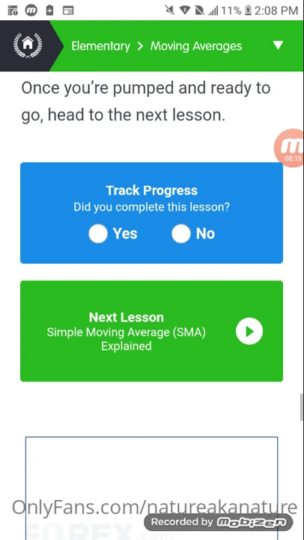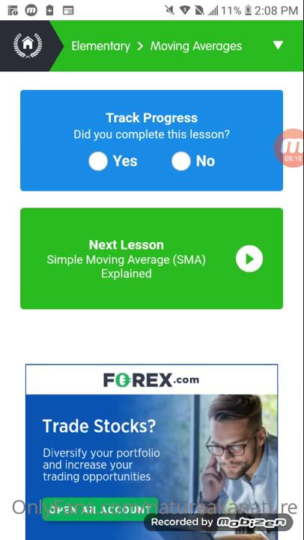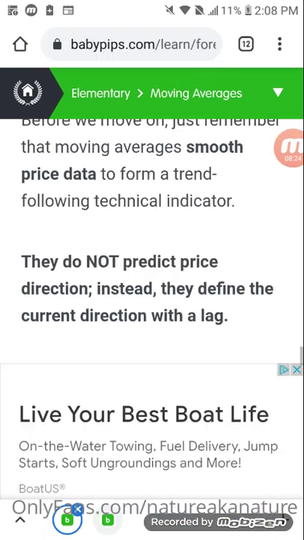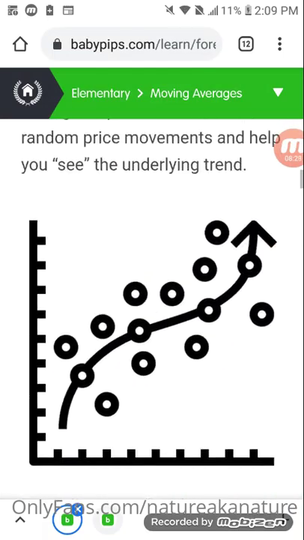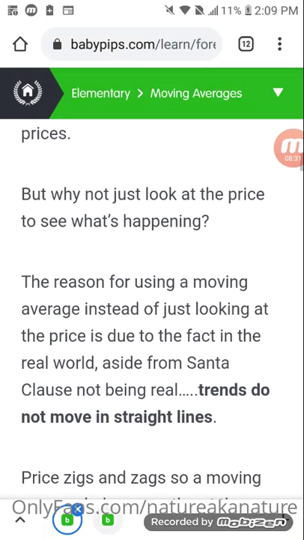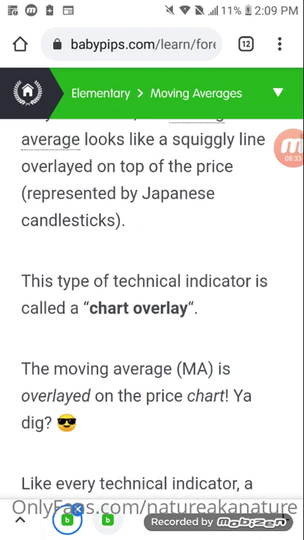So in our next lesson, we'll talk about simple moving averages and explain that. So, all right, gang, this is just moving averages, the basics 101. All right, in our next lesson, we'll explain the two different types of moving averages and how to trade moving averages.